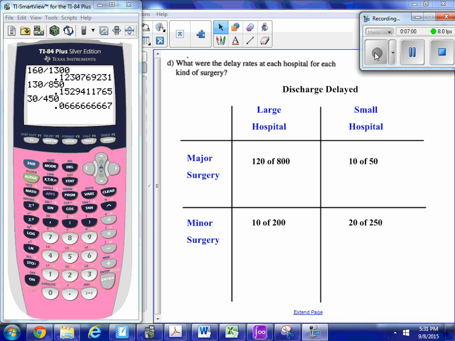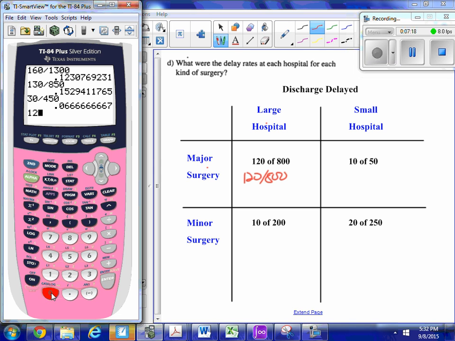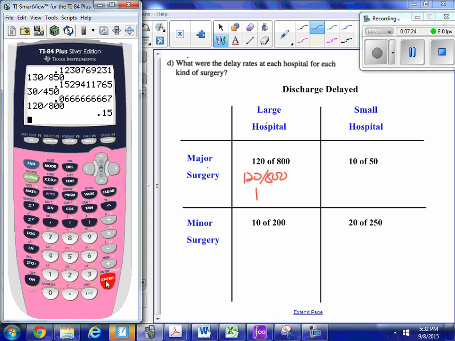Finally, they're asking us what were the delay rates at each hospital for each kind of surgery. So they want to know hospital and each kind of surgery. This one's pretty simple. So I'm going to do 120 divided by 800 for this box here. 120 divided by 800, and I get 15% for large hospital major surgeries. Oh, at the small hospital I have 10 divided by 50. So they have a 20% delay rate for major surgeries at the small hospital. That's interesting. Worse than the large hospital.